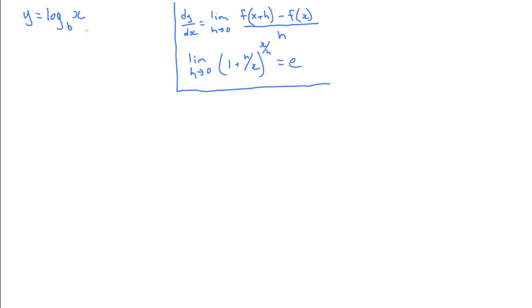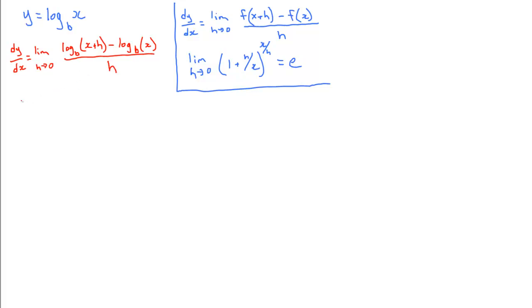The first thing we're going to do then is to plug it into the definition of a derivative. So dy/dx then is going to equal the limit as h approaches 0 of f of x plus h. So for us, that's going to be the log base b of x plus h. We replace the x with x plus h, minus log base b of just x, all over h.